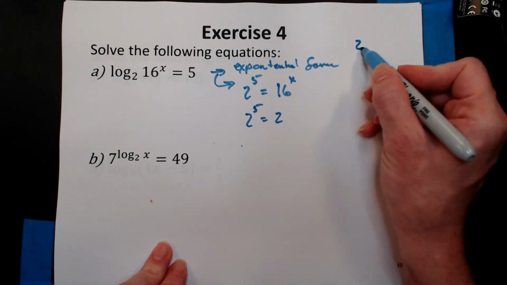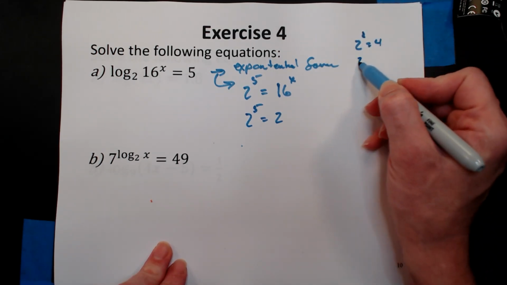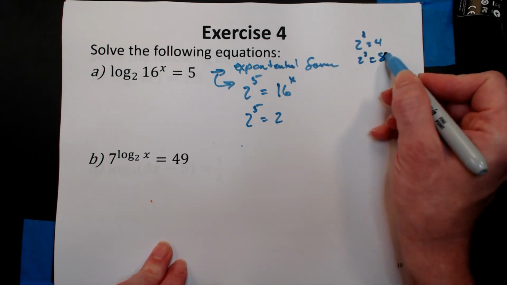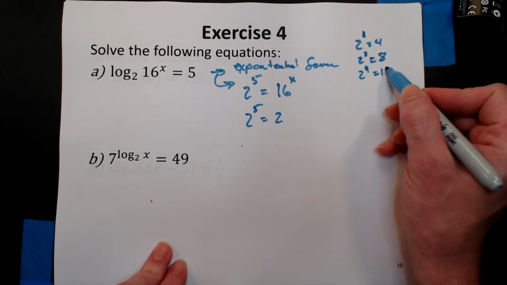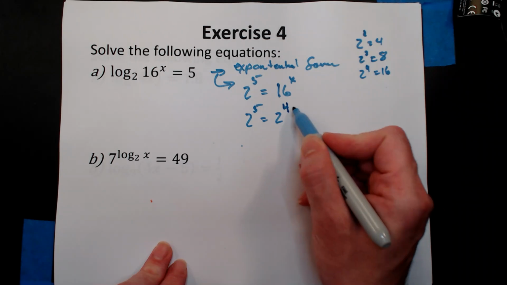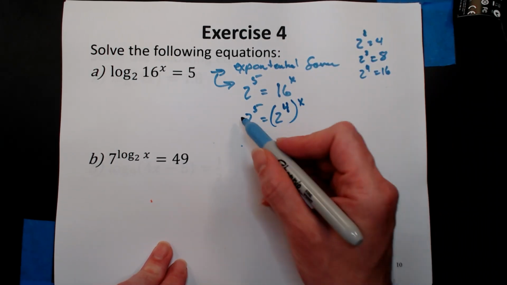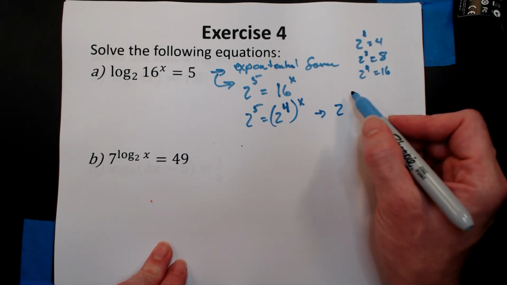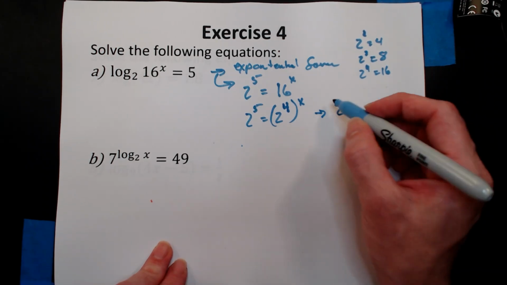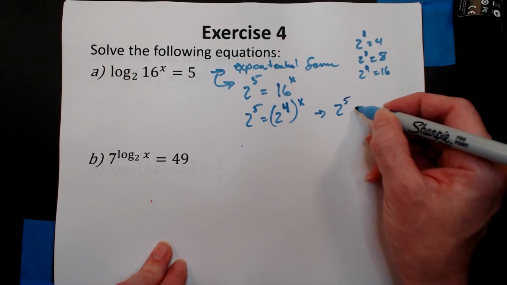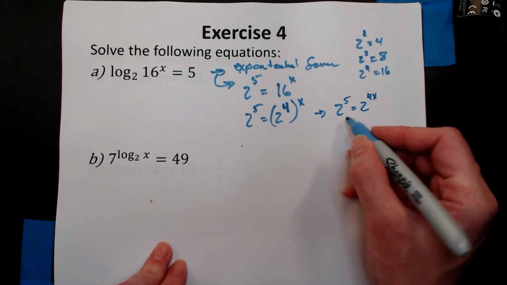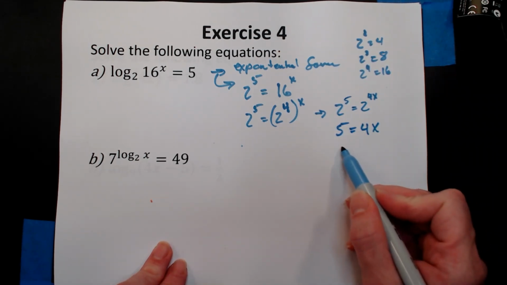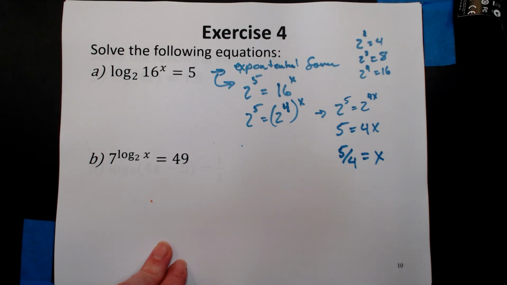We want the same base. Well, 16 is actually 2 to the 4th: 2 times 2 is 4, 2 to the 3rd is 8, so 2 to the 4th is going to be 16. So this is 2 to the 4th, all raised to the x power. Then my bases are identical, and we get 2 to the 5 equals 2 to the 4x. So that means I'm going to have 5 equals 4x, so 5/4 equals x for this one.